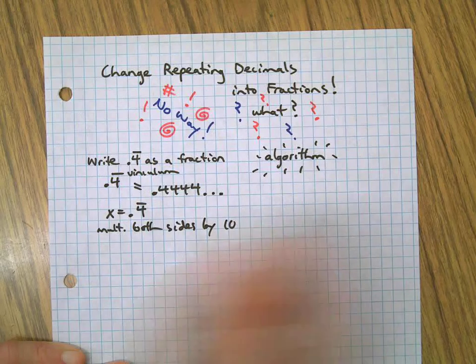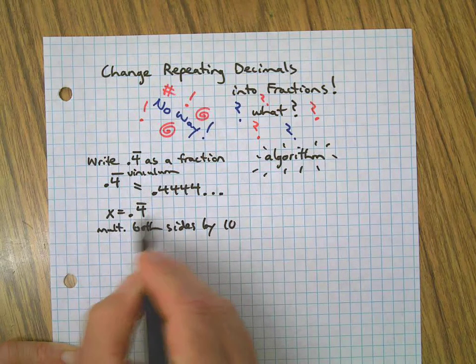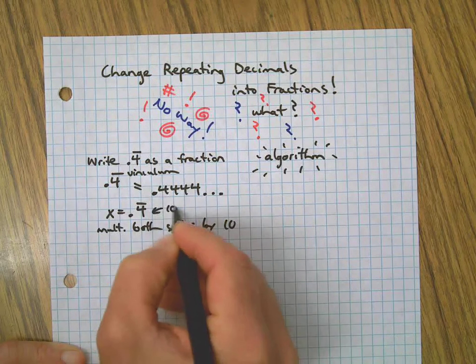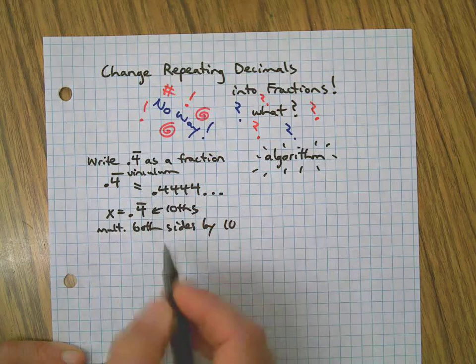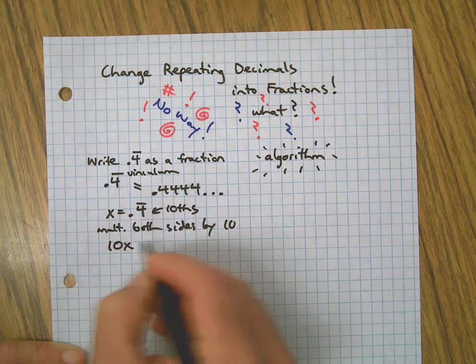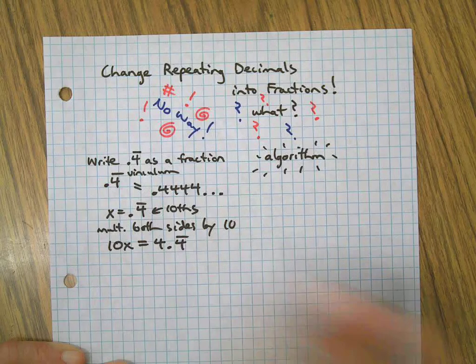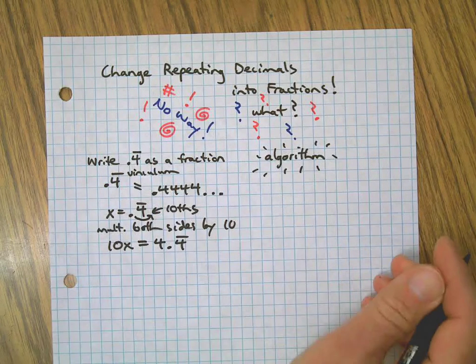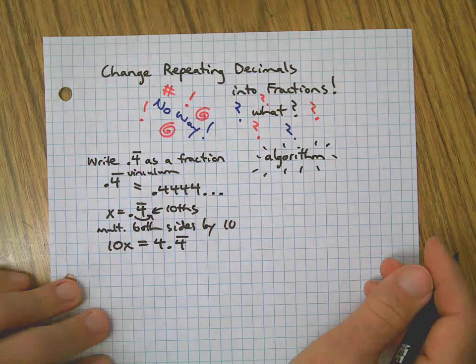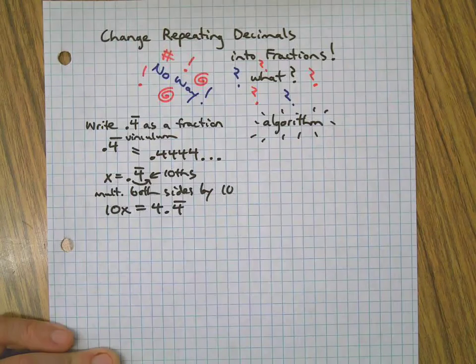Why? Because this single digit that repeats is taking up the tenths spot. That's the place value of tenths. So to get rid of the tenths, I'm going to multiply by 10. Here's what I mean. 10 times x is 10x. 10 times the repeating 4 is 4, now with the repeating vinculum. Multiplying by 10 moves the decimal over one spot.